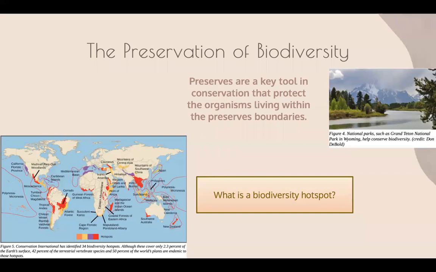Now, I wrote here, what is a biodiversity hotspot? Now, biodiversity hotspots are in red on this map here.